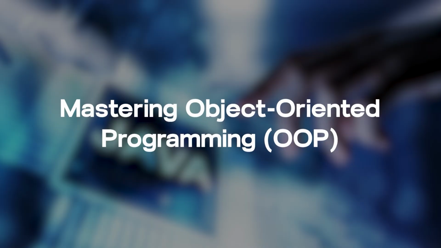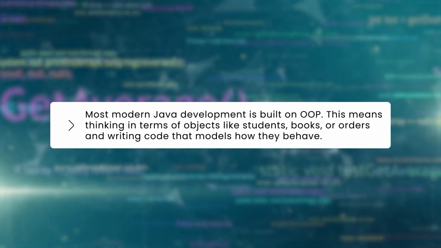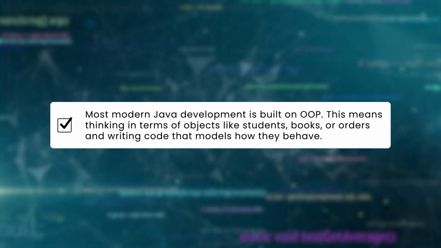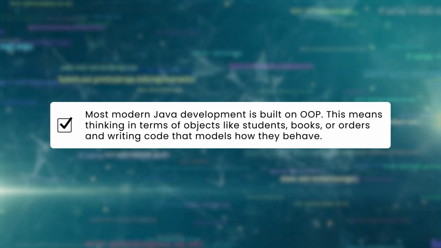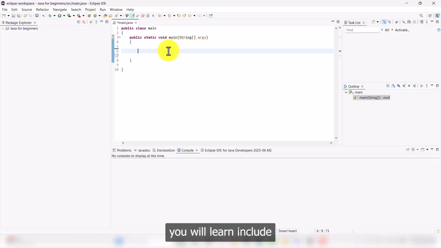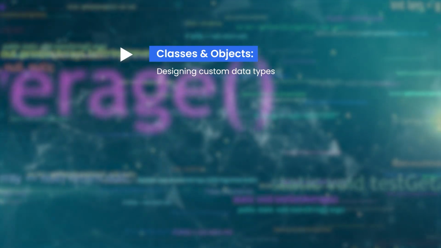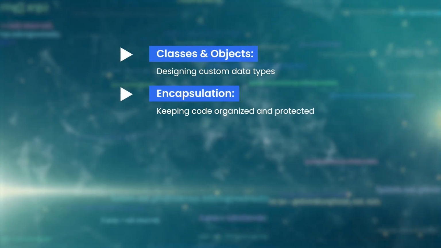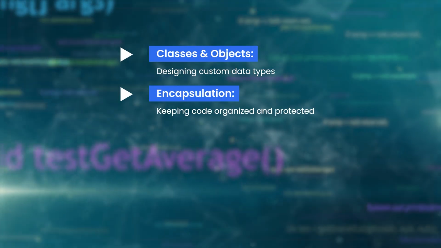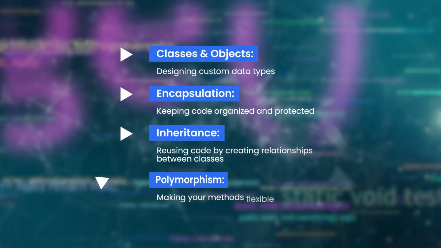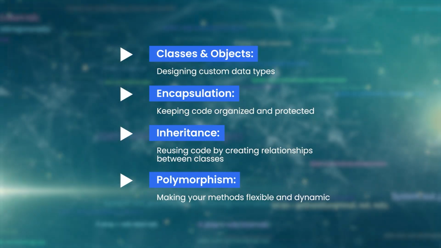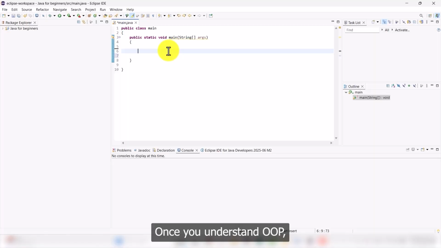Mastering object-oriented programming, OOP. Most modern Java development is built on OOP. This means thinking in terms of objects like students, books, or orders and writing code that models how they behave. Key concepts you will learn include classes and objects, designing custom data types, encapsulation, keeping code organized and protected, inheritance, reusing code by creating relationships between classes, polymorphism, making your methods flexible and dynamic. Once you understand OOP, you will be able to build structured, scalable applications that are easier to manage and grow.